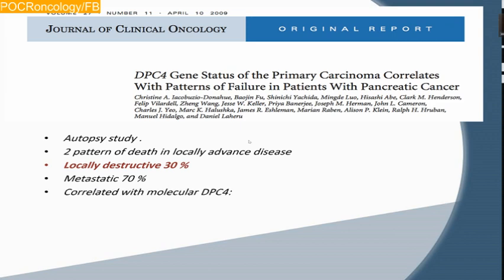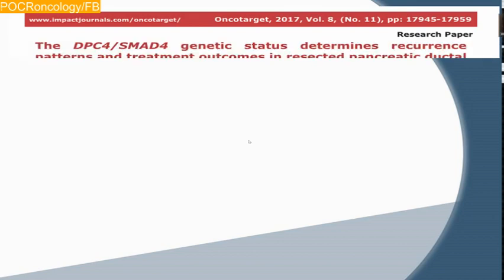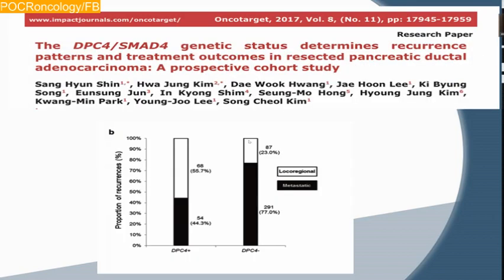Then they correlated it with some molecular factors, related to the DPC4 gene, and that's what they concluded from that study. Again, here is a large one from Korea, more than 600 patients. They did molecular testing for them, and we see the same thing. In the DPC4 positive, we have more local regional recurrence than metastasis, the opposite of the negative group.